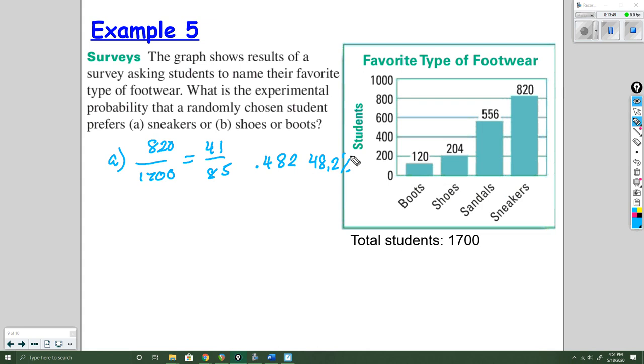Then in part B, we want to see what the probability is that a randomly chosen student prefers shoes or boots. The amount of people that prefer shoes is 204. The amount of people that choose boots is 120. If we add those together, that's 324 people that prefer either shoes or boots out of that 1,700. Now we're going to simplify that fraction, which is 81 out of 425. And that would be 0.191 or 19.1%.